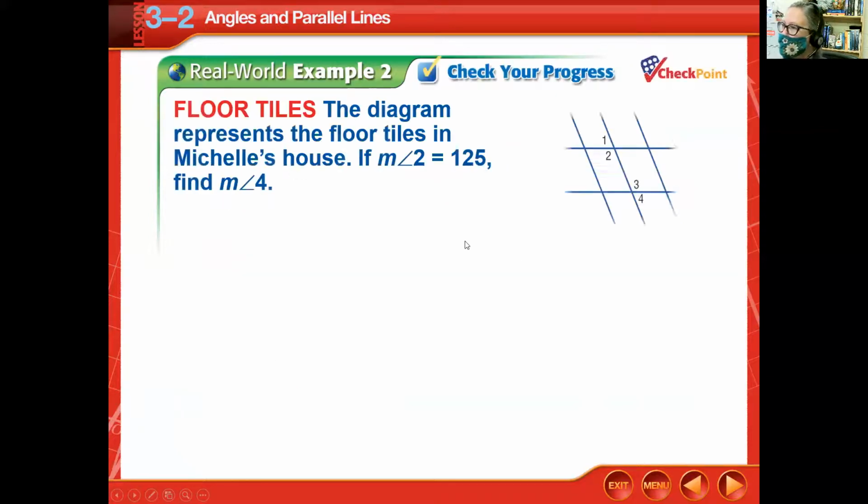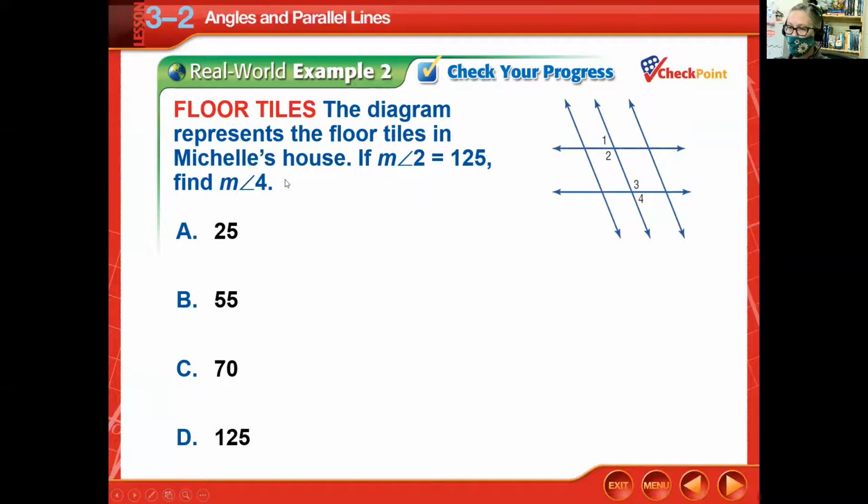Okay, and then this example over here, if you're talking about angle 2, this is how you do it. You see what they give you and you see what they want, and then you find out what's the relationship before you just start putting numbers on the page. So stopping to think, angle 2 and angle 4. Angle 2 is an interior angle on the left side. Angle 4 is an exterior angle on the right side.